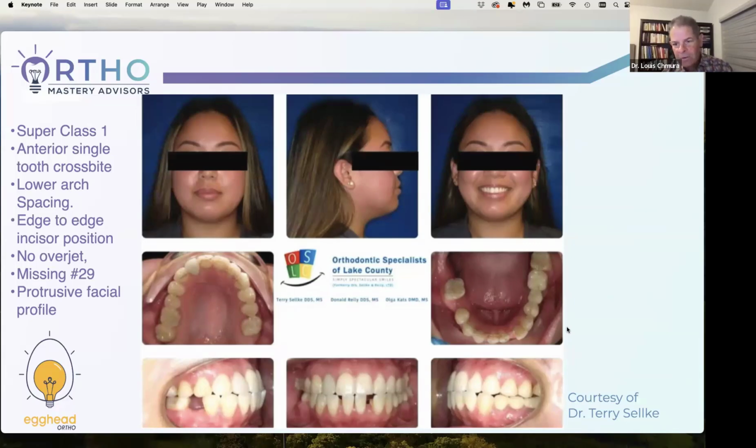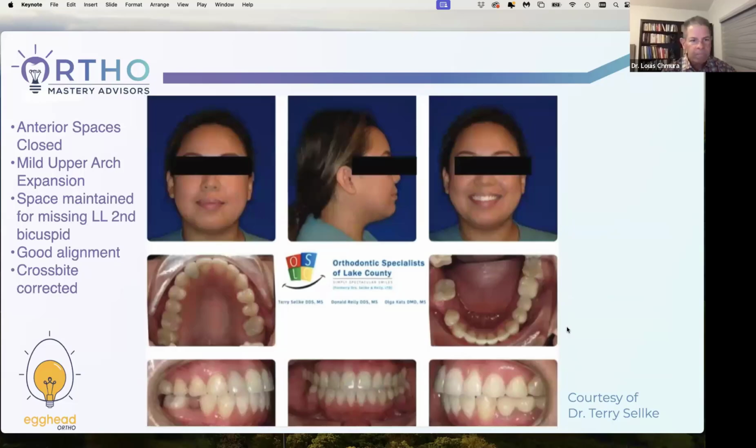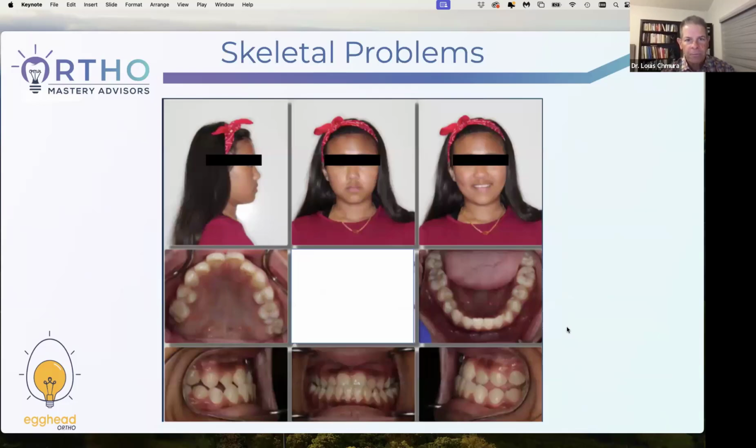And my challenge is, have you done enough cases that you can actually visualize that? And if you haven't, I would punt this one. I would have somebody do it or do it in collaboration, because then you could do it, right? And he did a phenomenal job. Great alignment. The upper arch was expanded slightly. He has a space for the restored tooth or the tooth to be restored. Crossbite's been corrected, the whole thing. Really beautiful result. So avoid skeletal problems.